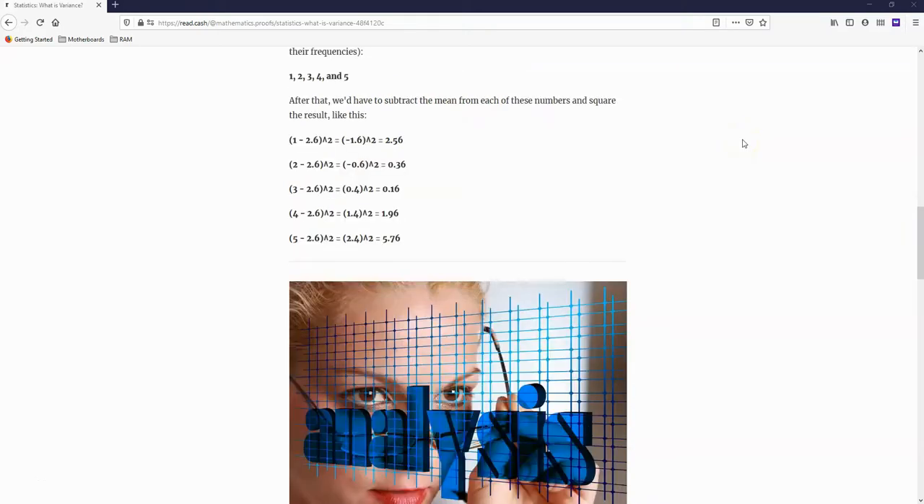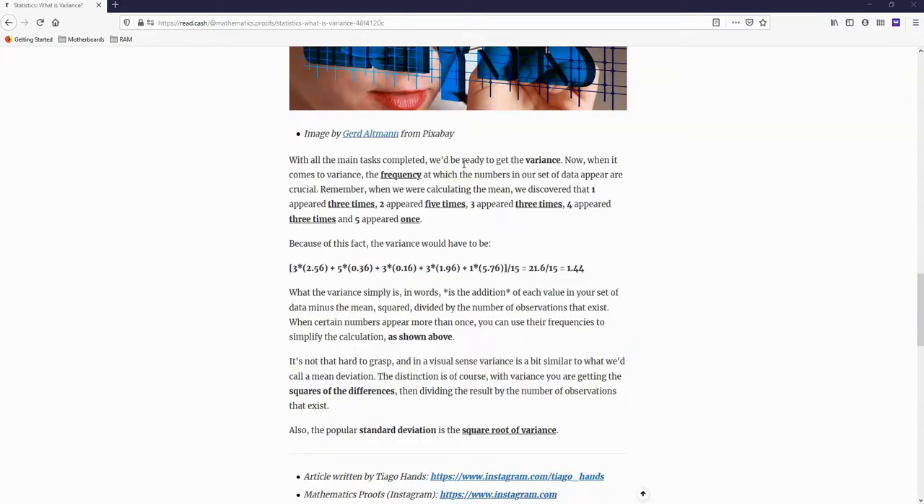To make our calculation of the variance much easier, what we could do then is get each of these numbers 1, 2, 3, 4 and 5, subtract the mean from those numbers and then square the result like this. So for 1 minus 2.6 squared we'd get 2.56, and we'd do the same thing for the numbers 2, 3, 4 and 5. This would make the variance calculation much easier to do. With all these main tasks completed, we'd be ready to get the variance.